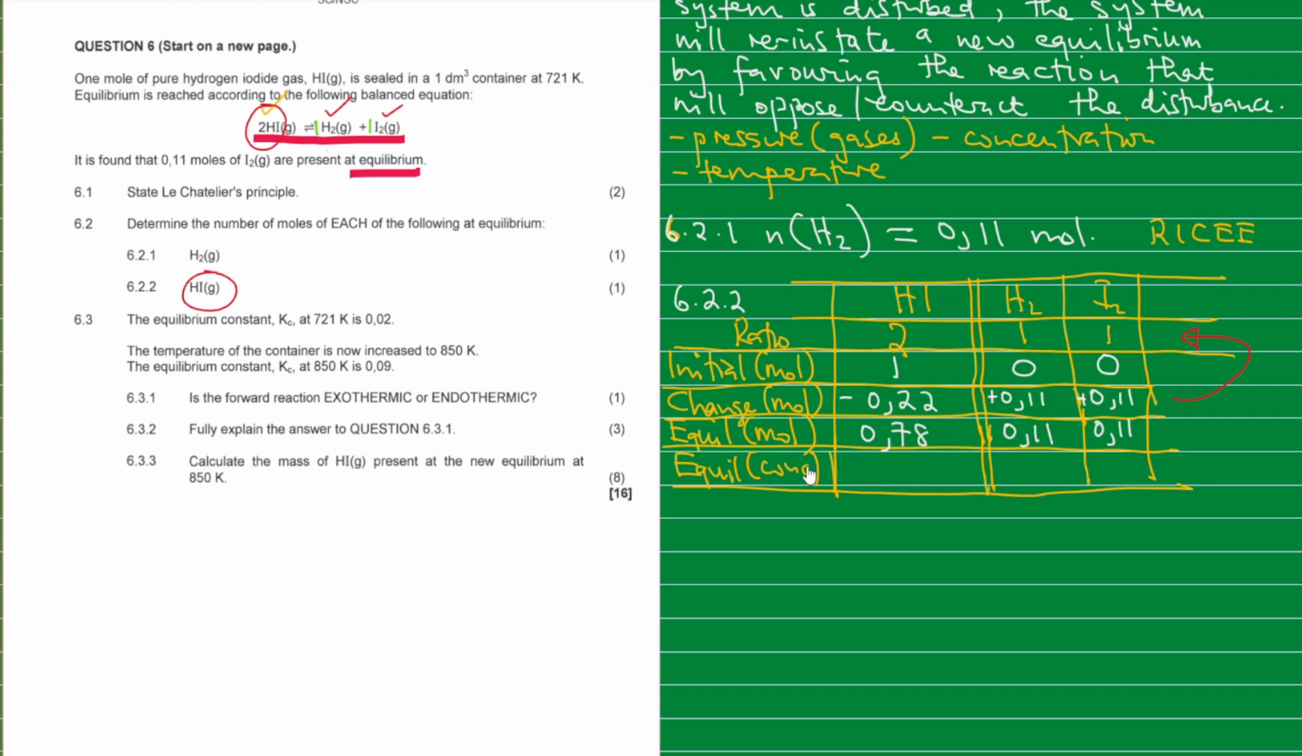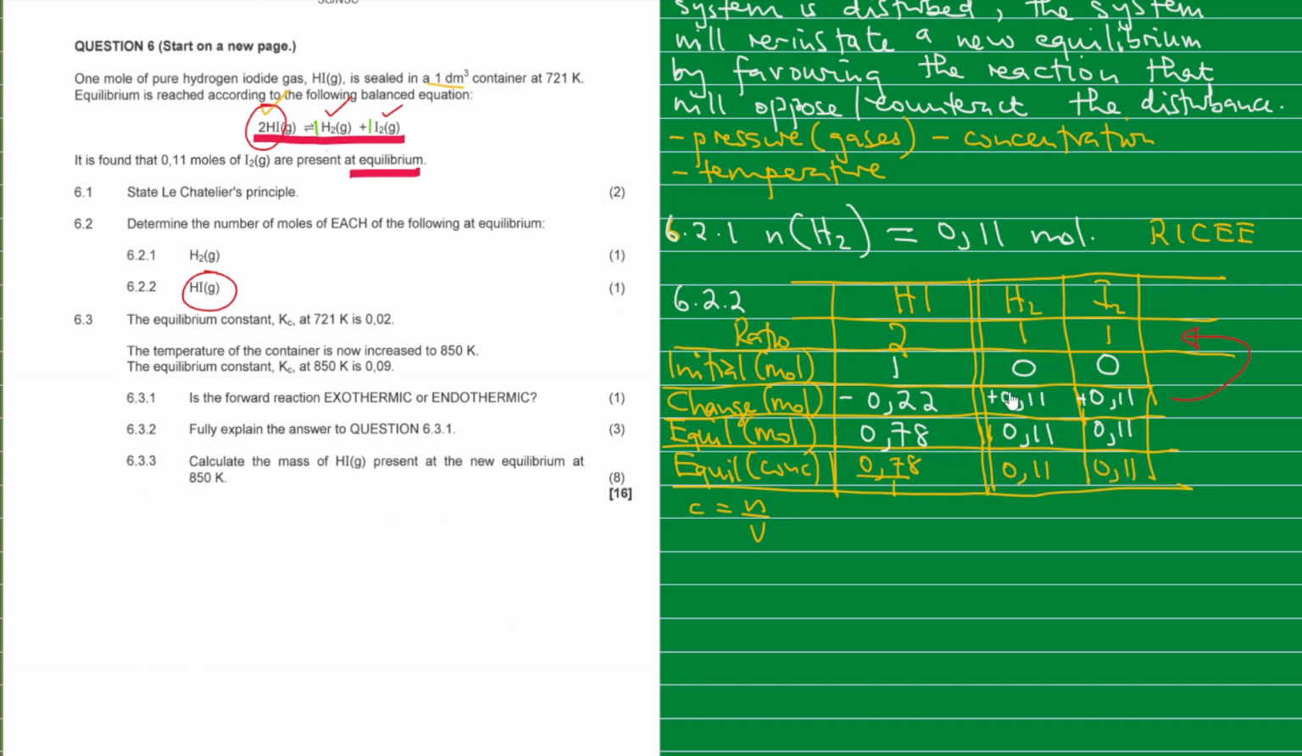Now the concentration row, we use it for calculating the concentration at equilibrium. So we use that formula, C is equal to n over V, the number of moles at equilibrium divided by the volume. Now we are given that our V is 1 cubic decimeter. So it means our concentration here is 0.78 divided by 1, which will give us 0.78. And this one will be 0.11, and this is 0.11.